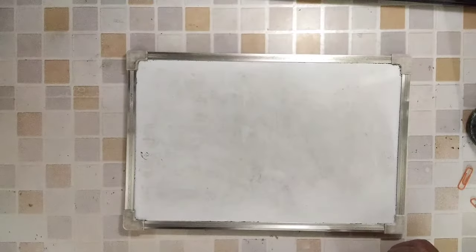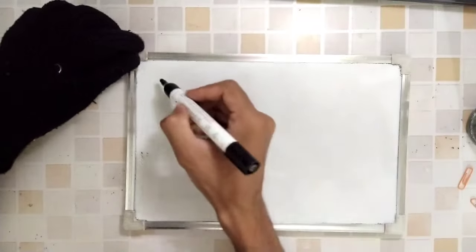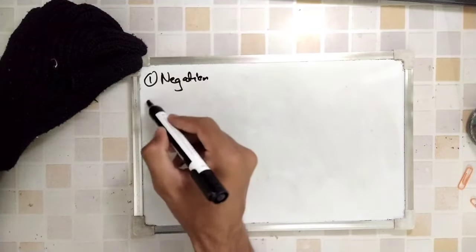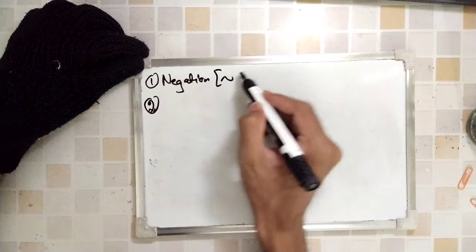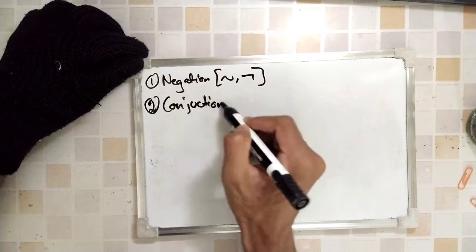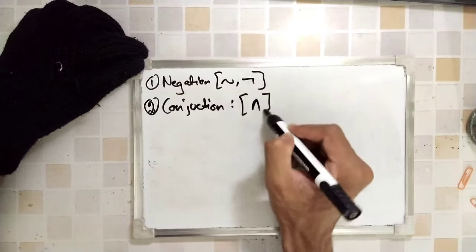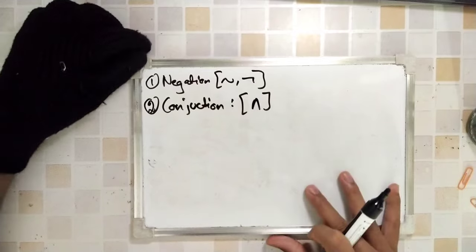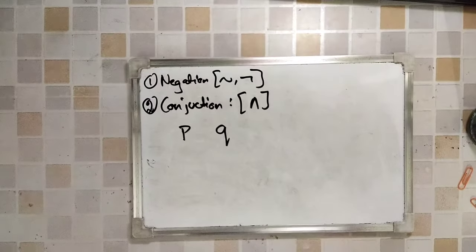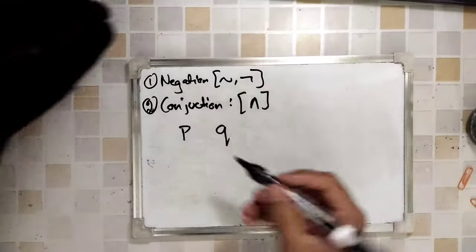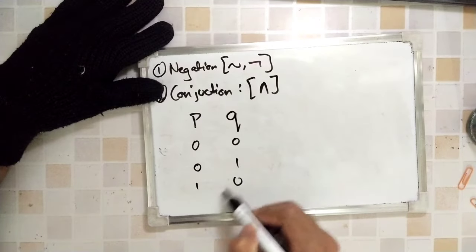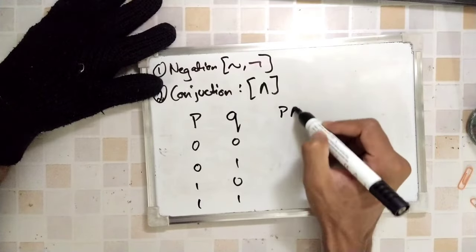So we also have conjunction. One by one, let us start. We finished negation. Now the second one, I will write the symbol in brackets, this or this. Conjunction is nothing but and. So we will be talking about and. Let us take two statements here. One proposition is P, another proposition is Q. We know that we have to write the truth table for this. So 0 0, 0 1, 1 0, 1 1, and now I need P and Q.